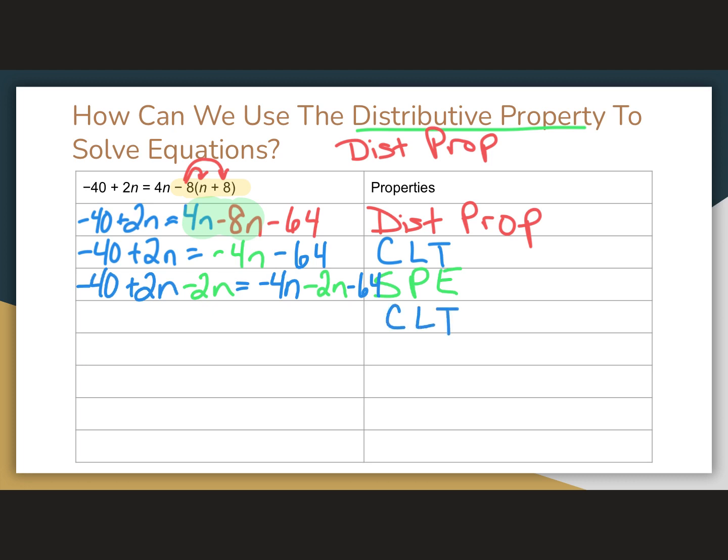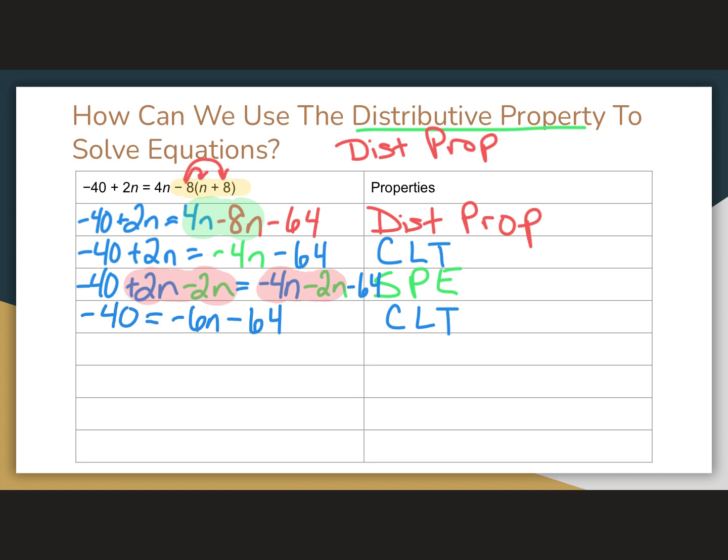Okay, so now again I'm going to need to combine some like terms. I can see that the terms I need to combine are this negative 4n and negative 2n. So I'm going to combine my like terms on the left, and over here I've got the positive 2n and negative 2n, which we're going to combine. So my next line is going to be negative 40. Positive 2n, negative 2n cancel, so they are going to go away. So that equals negative 4n minus 2n gives me negative 6n minus 64.